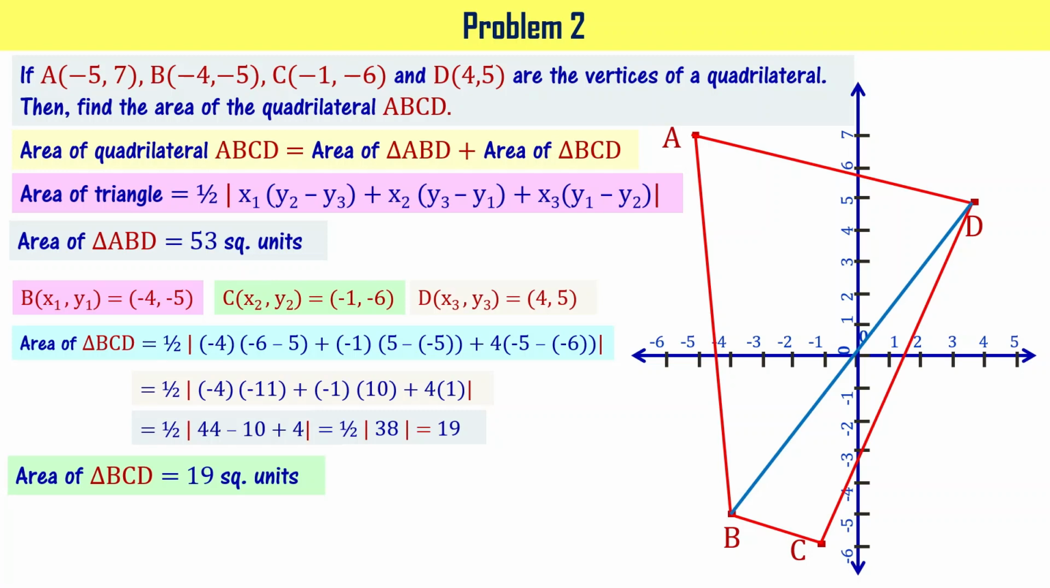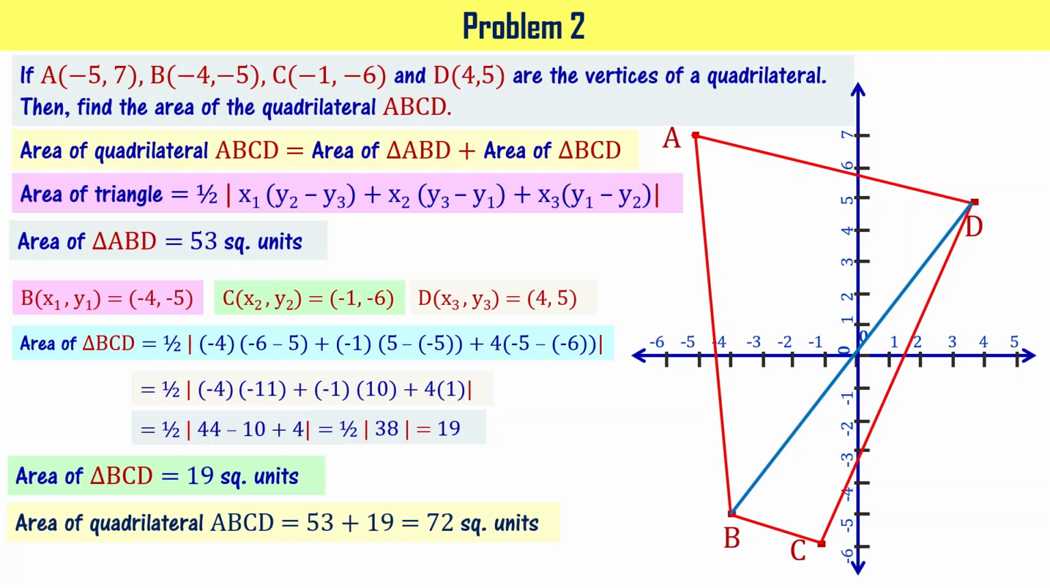So area of quadrilateral ABCD is going to be the sum of area of triangle ABD and area of triangle BCD, right? Area of triangle ABD is 53 units and area of triangle BCD is 19 units. When you sum them, you get area of quadrilateral ABCD as 72 square units.